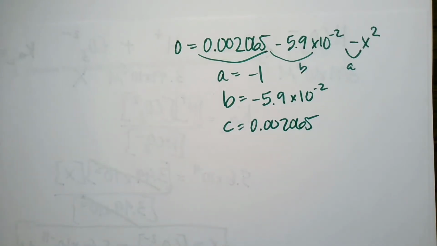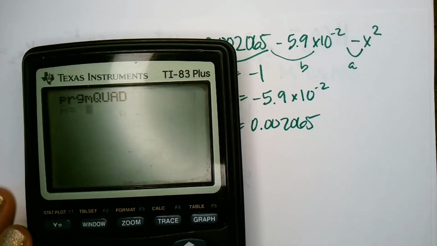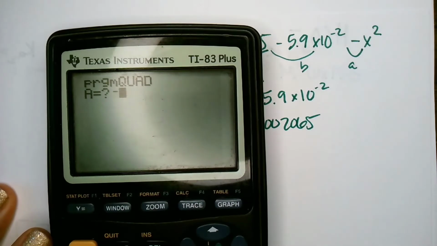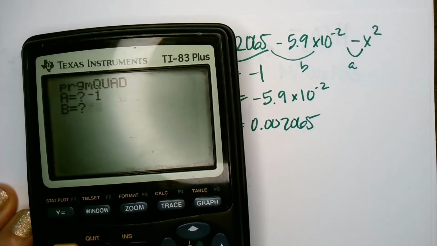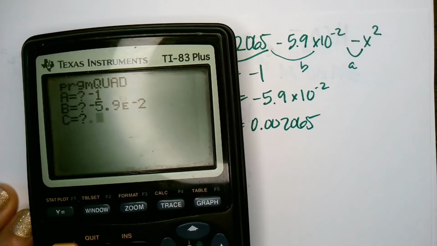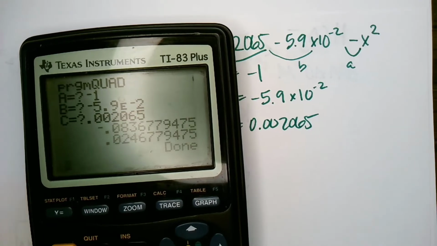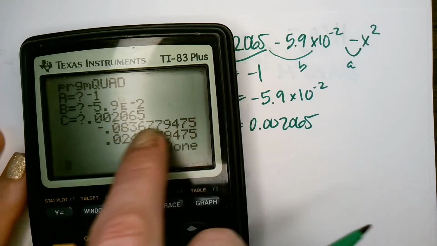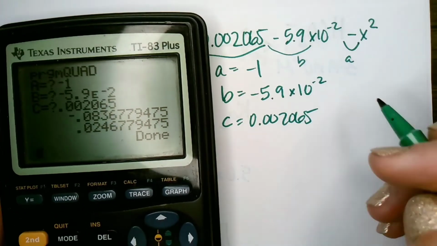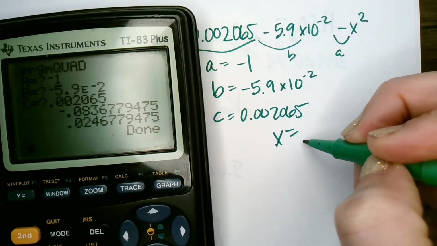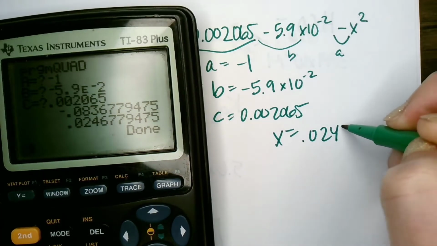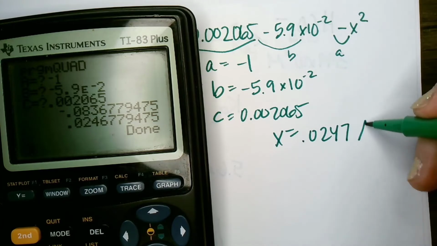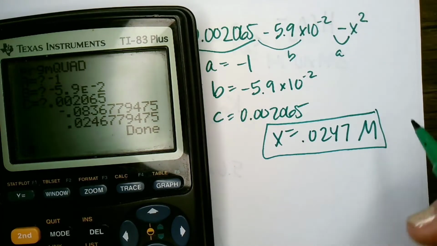0.002065. It doesn't matter. So let's plug this into our calculator here. When I put my a, negative 1, my b, negative 5.9 times 10 to the negative 2, and c, 0.002065, I get two numbers here, and one of them, obviously the negative, does not make sense, so we can cross that one off. So we get that x is equal to 0.0247.